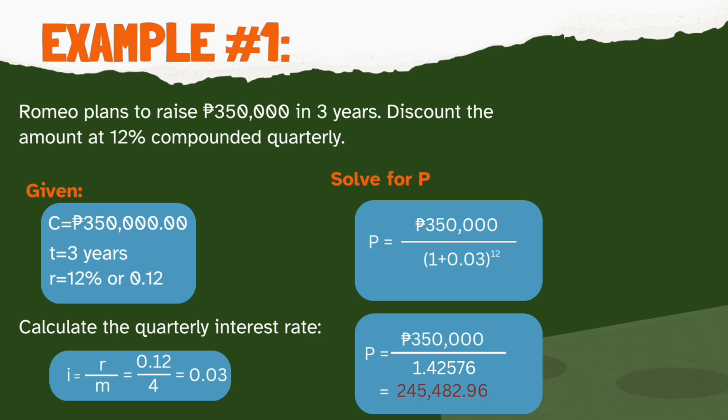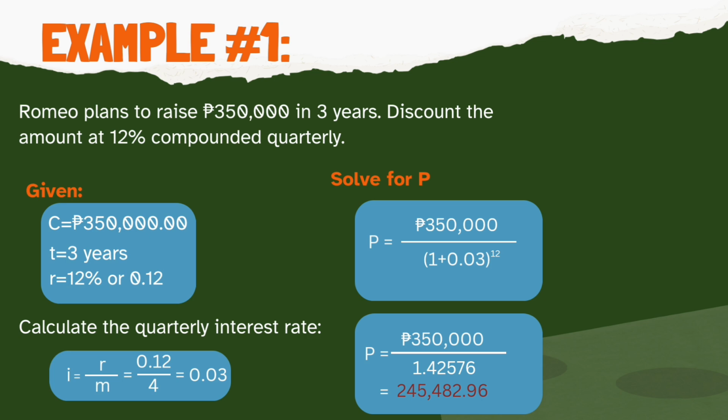Next, we calculate the quarterly interest rate. The quarterly interest rate is found by dividing the annual interest rate by the number of compounding periods in a year. Thus, i is equal to j over m. Substitute the given values: 0.12 over 4 is equal to 0.03, or 3% per quarter.